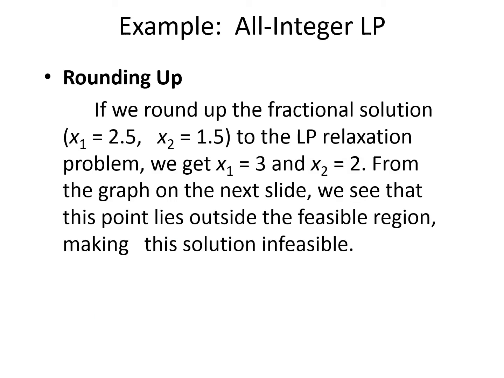We could simply round up, meaning that instead of x1 star being 2.5, we treat it to be 3, and x2 star is 1.5, we treat it to be 2. So the integer solution becomes x1 equal to 3 and x2 equal to 2 by rounding up. However, if you look at the feasible region in the next slide, you're going to see that this solution, x1 = 3 and x2 = 2, actually falls outside the feasible region, which makes this solution infeasible.